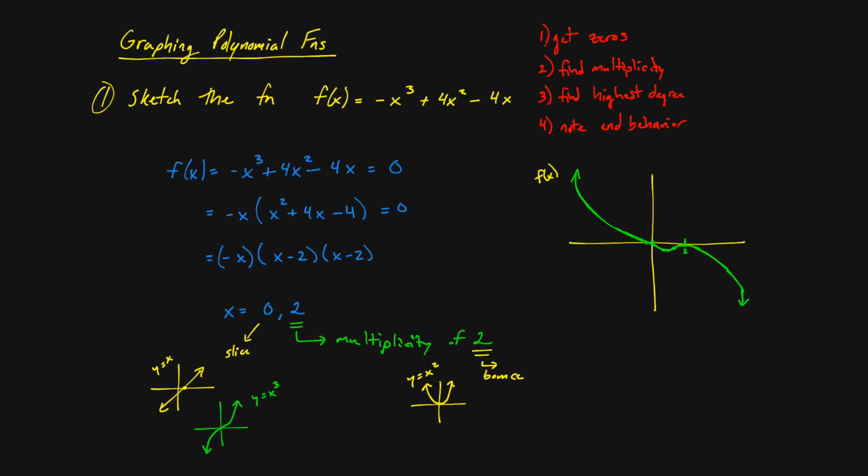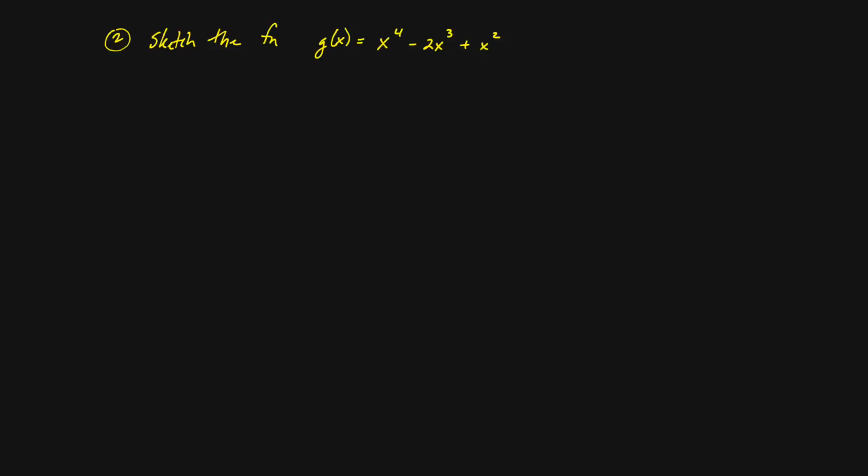Okay, let's try to do another one. So for this one, we have sketched the function g of x, which is equal to x to the 4th minus 2x cubed plus x squared. Give it a go, and I'll walk through it with you in just a moment.